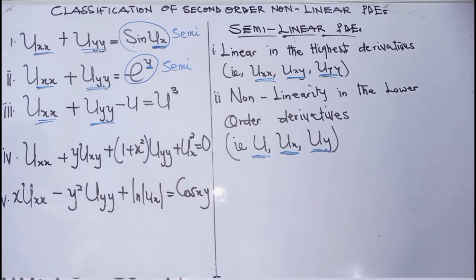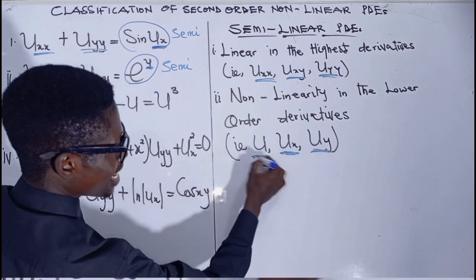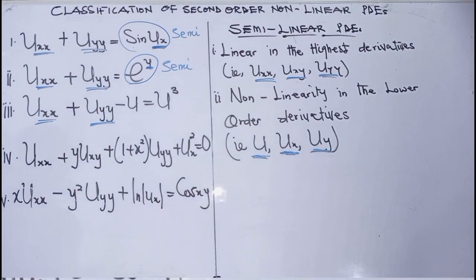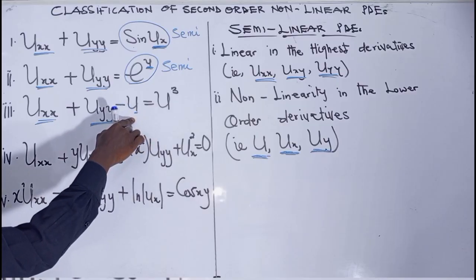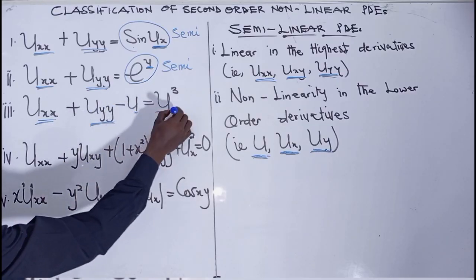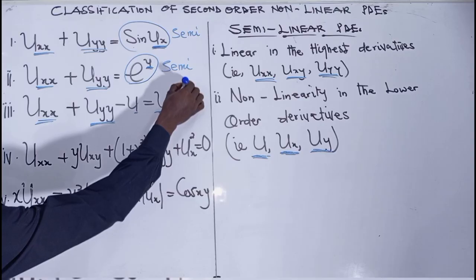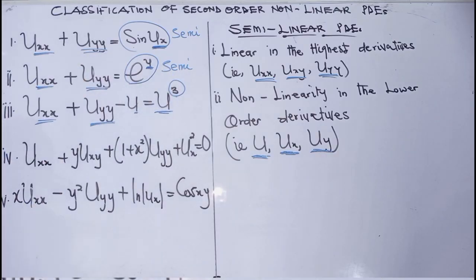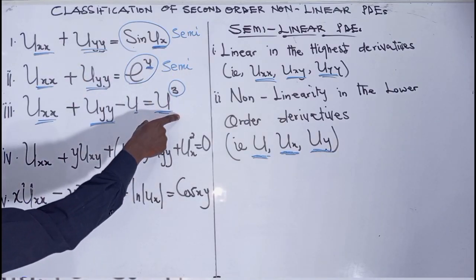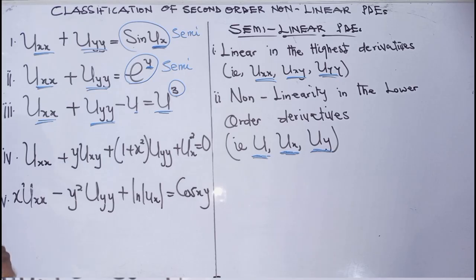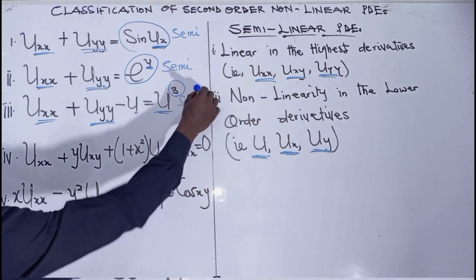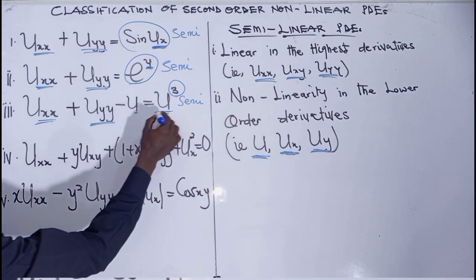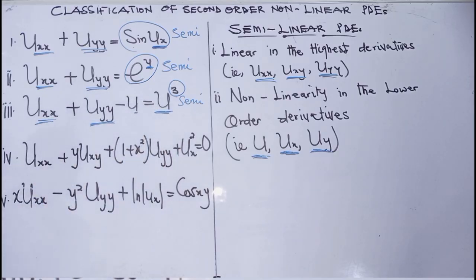If they are linear, then we move on to the lower order derivatives such as the ux, the uy, and the u as well. So we have to look for these. Now you can see that we have u here. This u is linear. The dependent variable is linear. But when you look at this, it is not linear because we have a degree of 3. This degree 3 makes the PDE non-linear. And the type of non-linear is what? A semi-linear, because the non-linearity is on the u. Very, very easy and simple.